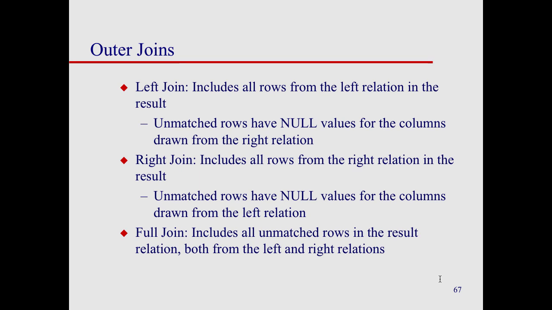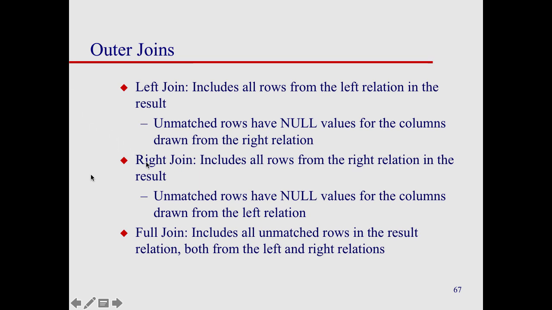So a left join will include all rows from the left relation in the result, and any unmatched row in the left relation will have nulls in the columns from the right relation. So that's what I was just talking about with Dorothy. Dorothy wasn't matching anything from the student courses, had no records there, so Dorothy Mouse would appear, but she would have nulls for score and course name.